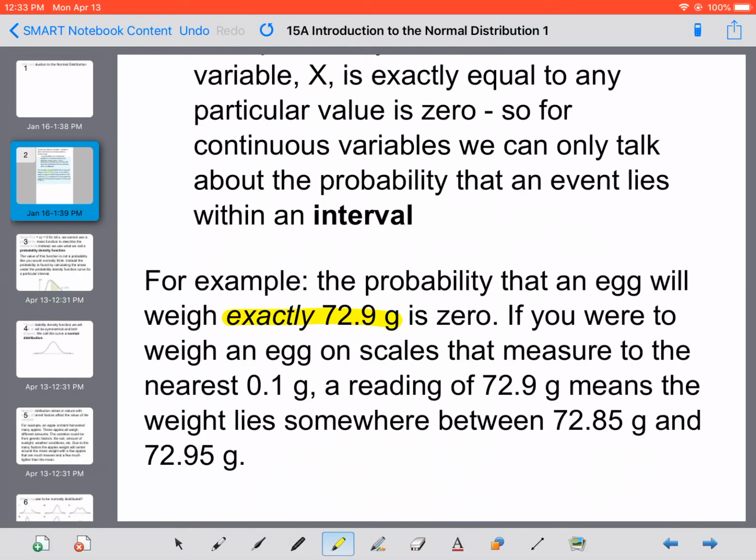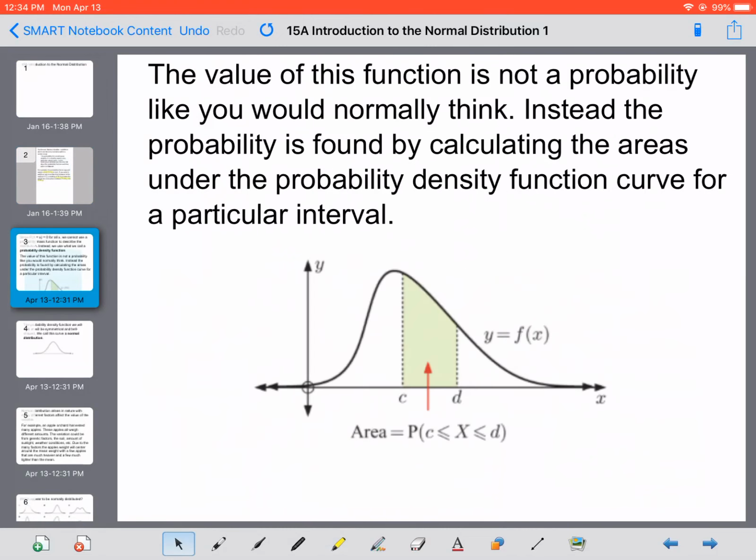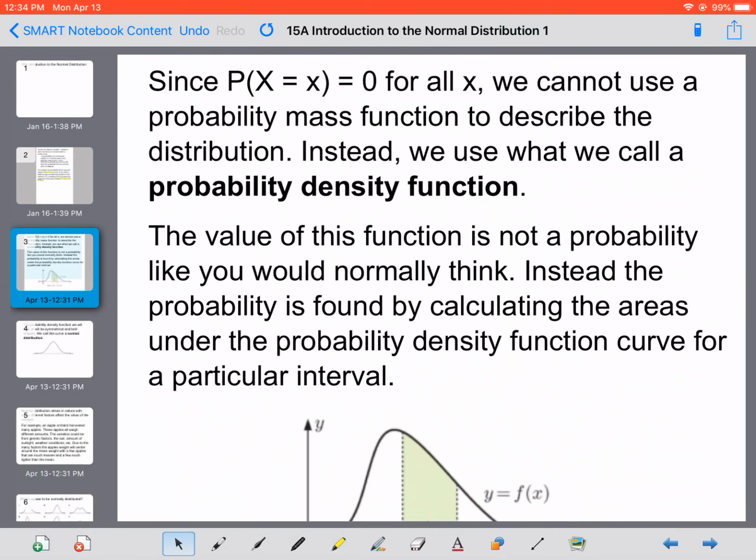If you think about the words between 72.85 and 72.95, that right there is an interval. So anything that falls within that, that's going to be our probability. And the probability to get exactly 72.9 is zero. That's impossible for that to really happen. So when we think about the probability of getting x to be exactly x, that's going to be zero. For example, the probability of us getting exactly 72.9 is zero.